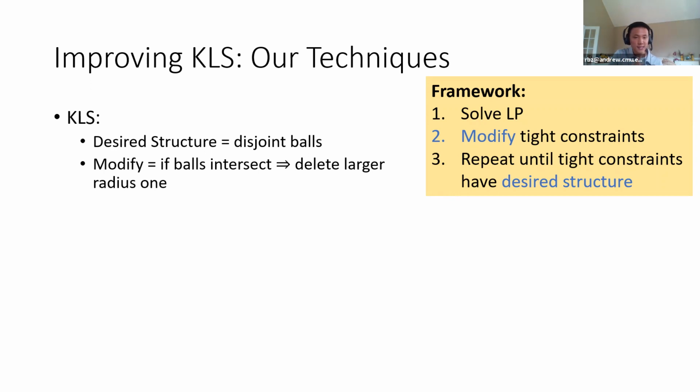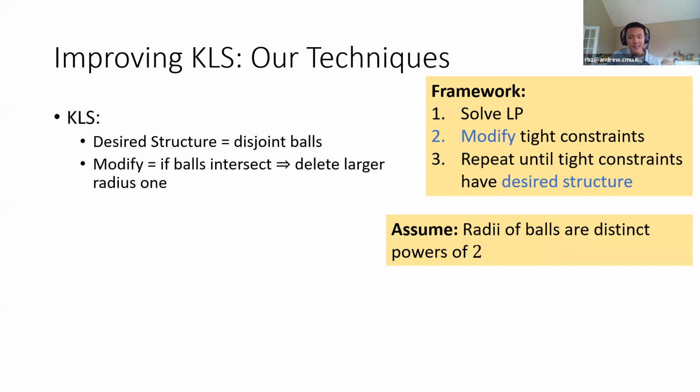So for KLS, as on the previous slide, this desired structure is disjoint balls. Why? Because if we have disjoint balls, we have a constant number of fractional variables. So in order to achieve disjoint balls, they have to modify the tight constraints as follows. If I solve the LP and my balls aren't disjoint, then at least two balls intersect. So if two balls intersect, then delete the larger radius one. This will ensure that if there are no modifications to be made, we have disjoint balls.